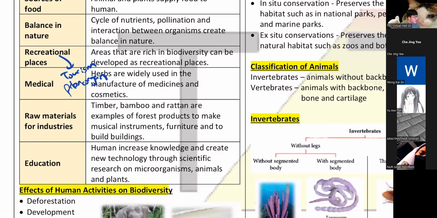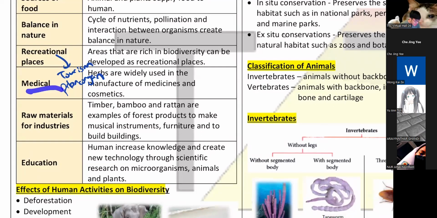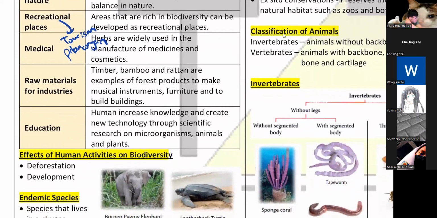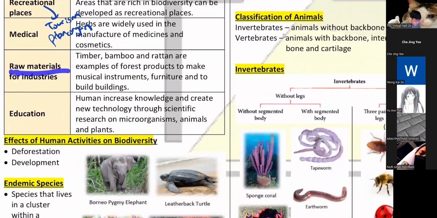All right, next, medical. We have many types of herbs in the tropical forest. Our hujan tropika has so many herbs and medicine that we can use, like tongkat ali is from here, ginseng and so on. So they have perubatan, medical function, fungsi perubatan. All right, next, raw material. This is your bahan mentah.